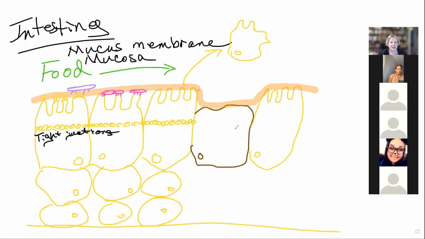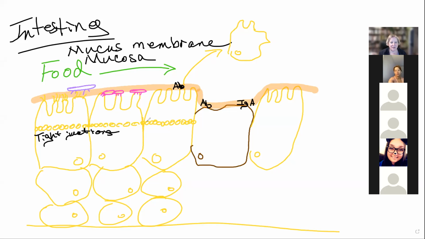Now, I said that mucus is also considered chemical. It's because of the stuff that's in it. Next week, when we talk about antibodies, abbreviated AB, you've got antibodies in your mucus, specifically IgA. You don't need to know that for this chapter, but the more you hear it, the more likely you are to remember it. So that acts as a chemical barrier.